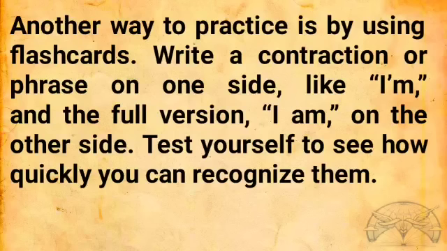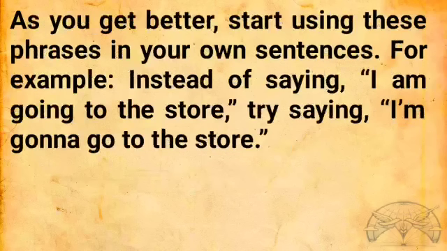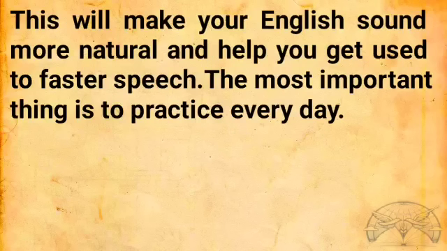Another way to practice is by using flashcards. Write a contraction or phrase on one side like "I'm" and the full version "I am" on the other side. Test yourself to see how quickly you can recognize them. As you get better, start using these phrases in your own sentences. For example, instead of saying, "I am going to the store," try saying, "I'm gonna go to the store." This will make your English sound more natural and help you get used to faster speech.